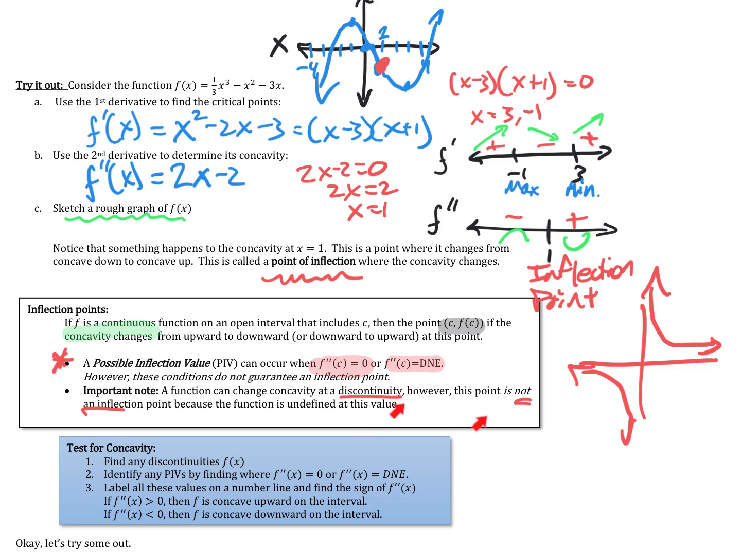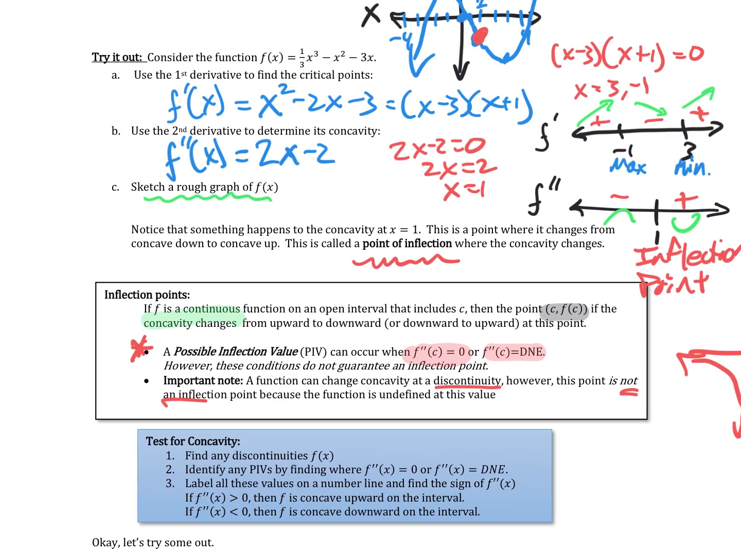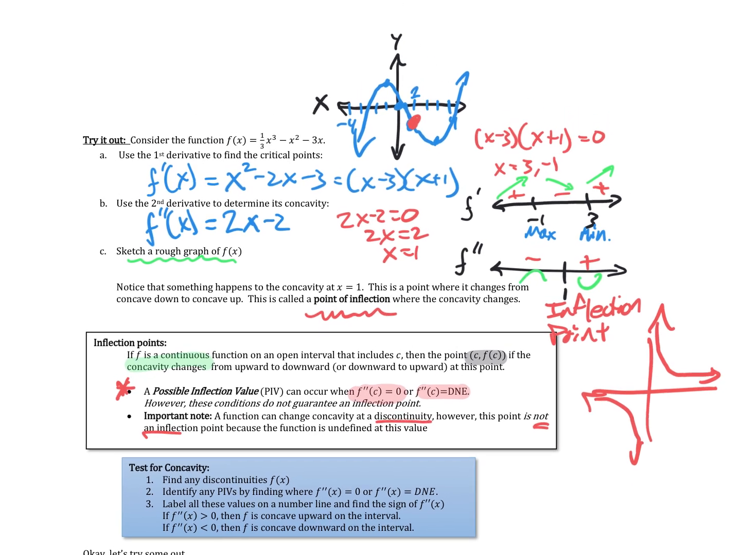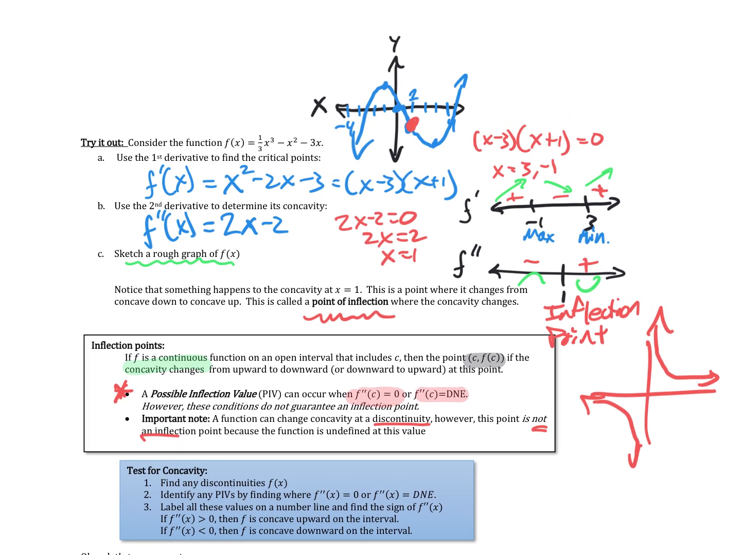Make sense? So our test for concavity is called the second derivative test. If we want to test, we first find any discontinuities, then we find the possible inflection values. That happens when the second derivative is 0 or the second derivative doesn't exist. And then we're going to put these on a number line and find out where the second derivative is greater than 0 or less than 0. Basically finding the critical values of f double prime. So that's how we use the second derivative to find concave up and concave down. All right, in the next video we'll do some examples so you can see in more detail how to work it out.